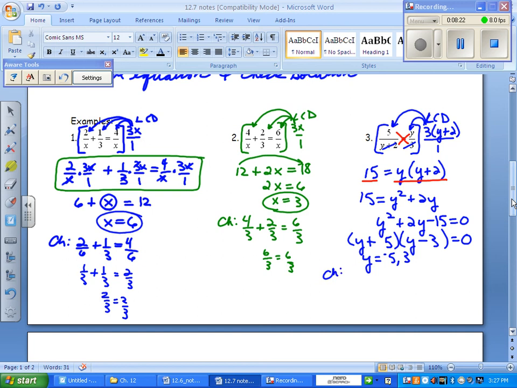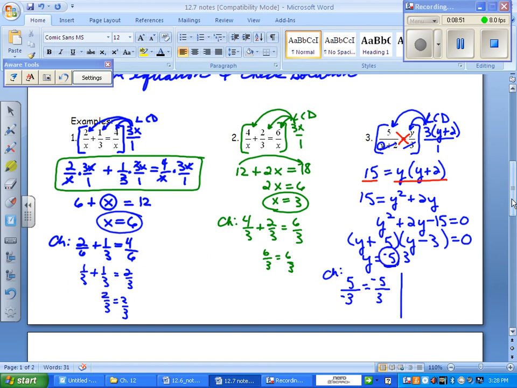First check, you have negative 5. I'm going to check this negative 5 in there. If you put a negative 5 in for your y, you're going to get a 3 in the denominator, a negative 3. Okay, if I put the negative 5 in the next fraction, it has to go in the numerator, it's a negative 5 over 3. So that works, they equal each other.